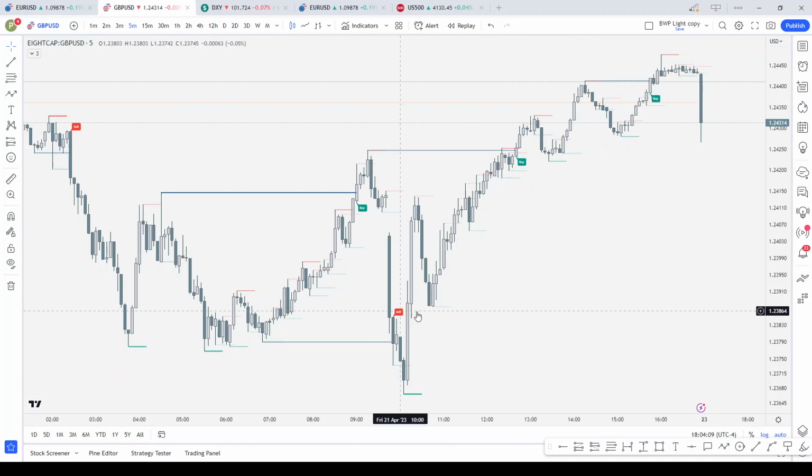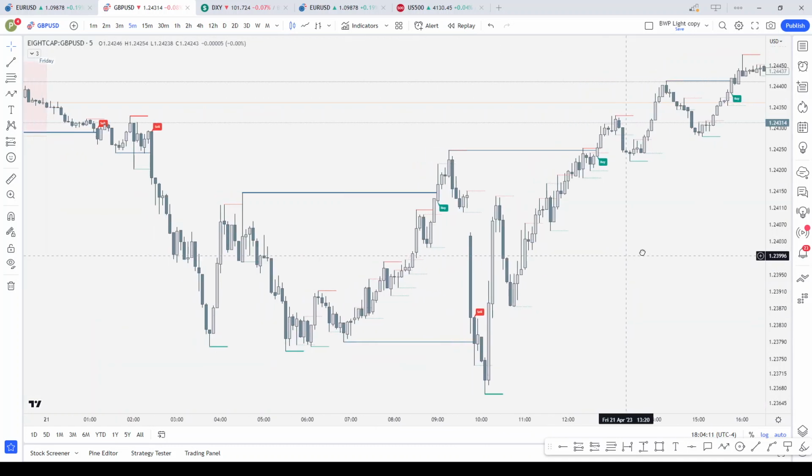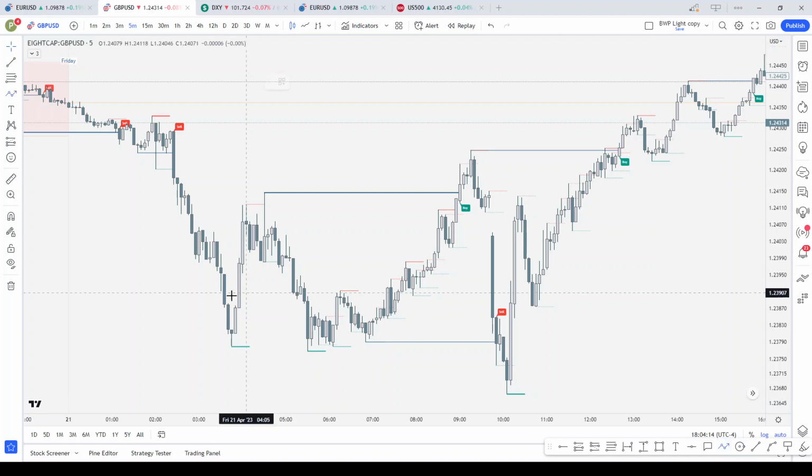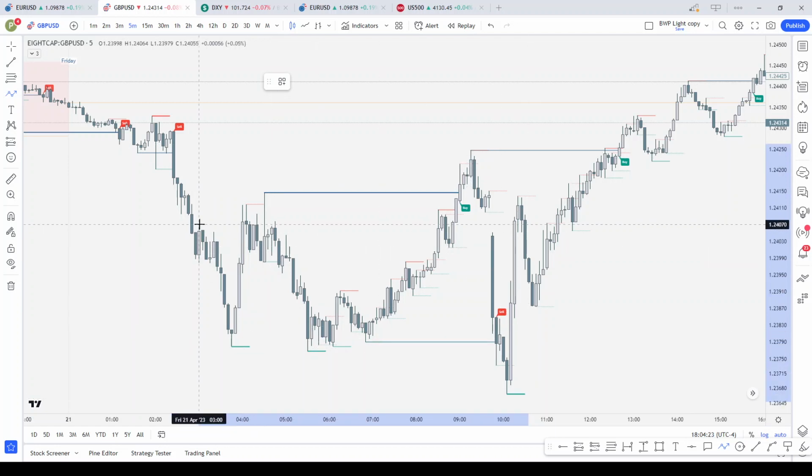Okay, so this is what I'm saying about seek and destroy. You don't want to trade it. Once you start seeing this kind of price action where price is just taking buy side, taking sell side, this is seek and destroy. You don't want to trade in this kind of environment. The initial one was quite okay, right?